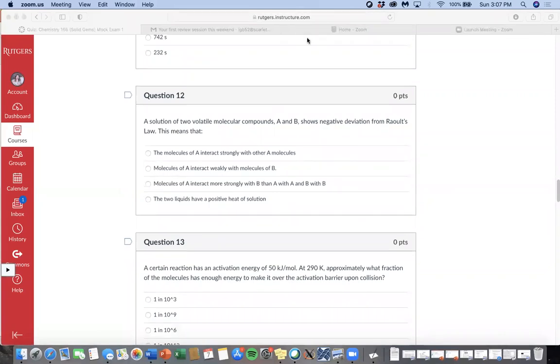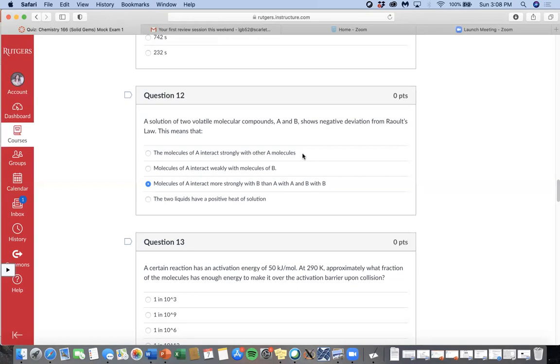So the correct answer is going to be the molecules of A interact more strongly with B than with A with A and B with B. So I'll click it as the correct answer, but this other one means that the molecules of A interact strongly with other A molecules. If this one was true, there would be a positive deviation, because your solute interactions would be stronger than your solute solvent interactions.